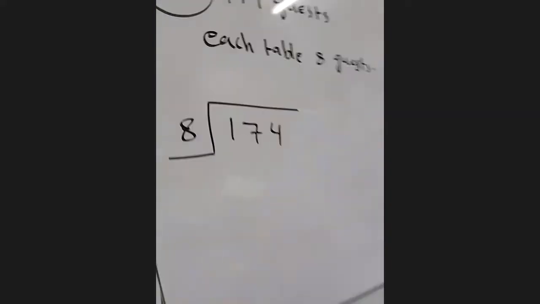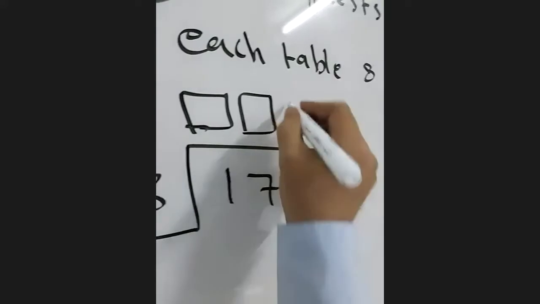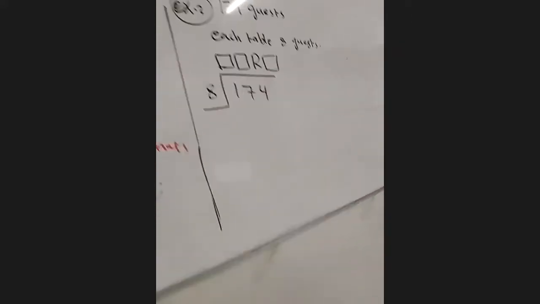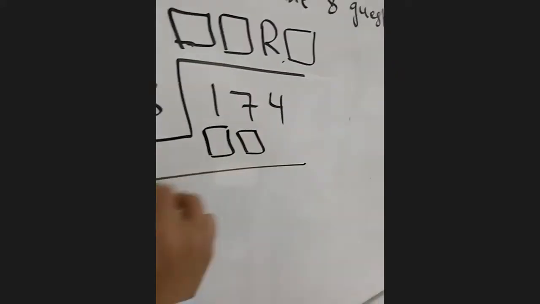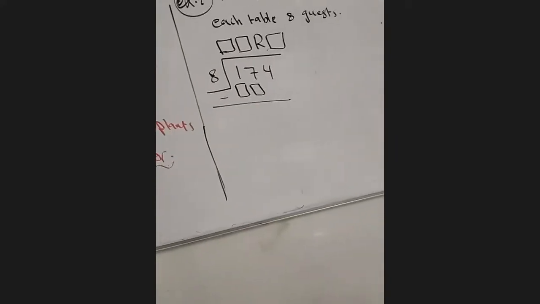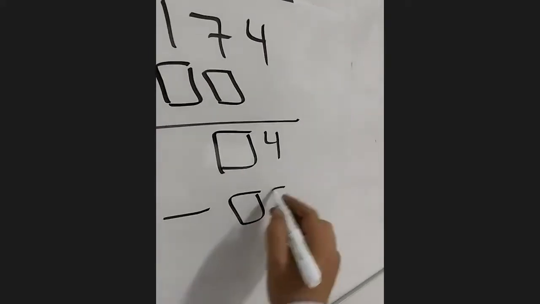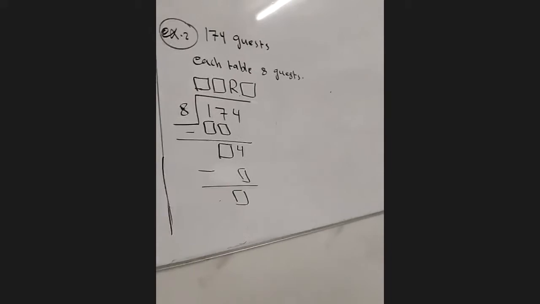Now here you have squares. Let me write the squares for you. Wait, Yahya. Wait. Yahya, are you with me? Hello?